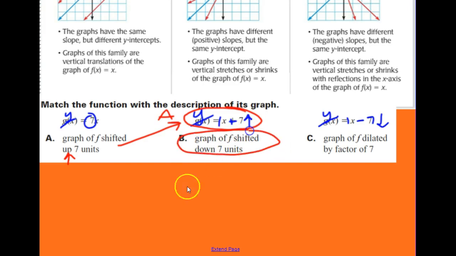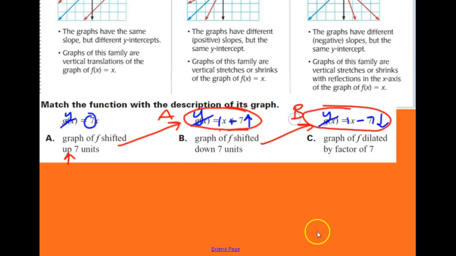Shifted down 7. Well, if we're going down 7, that means we need to have a minus there. So that goes with this one. So that would be B. And that leaves this last one, a graph dilated by a factor of 7. Dilated means our slope is tilted from that parent function up to be a lot steeper by a factor of 7, which would go with this one over here. So C goes over here.